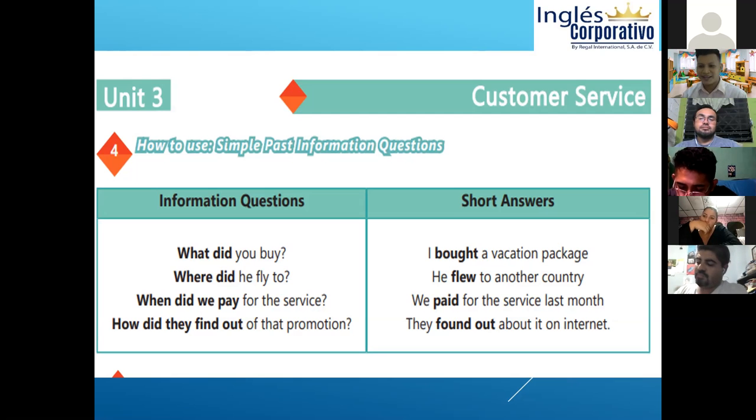Cuando nosotros vamos por la calle, los agentes de Tigo o de otra compañía nos dicen, ¿cómo se da cuenta de esta promoción? Y nosotros, en internet. In English, could be the same. How did they find out of the promotion? On internet, right? Pero se escucha ofensivo. No sé si han notado ustedes that in US exist racism, right? Un poquito de racismo.